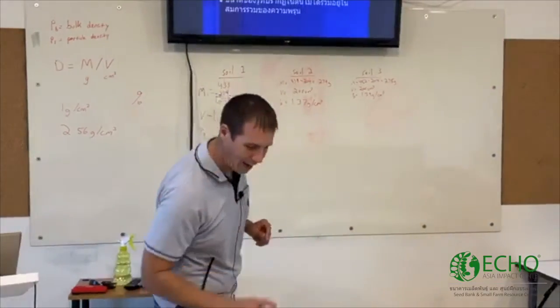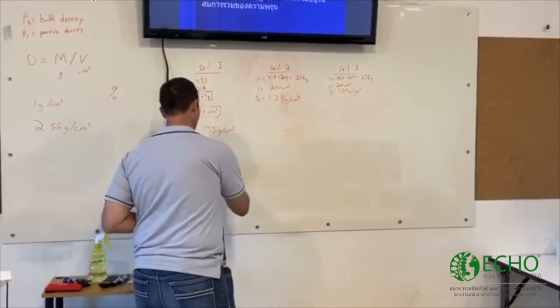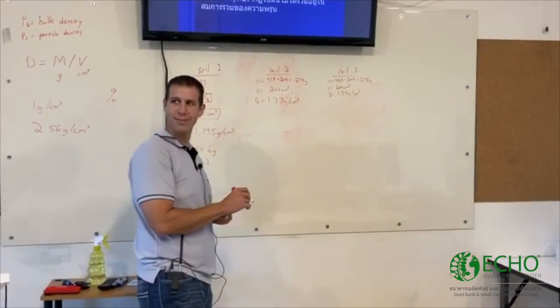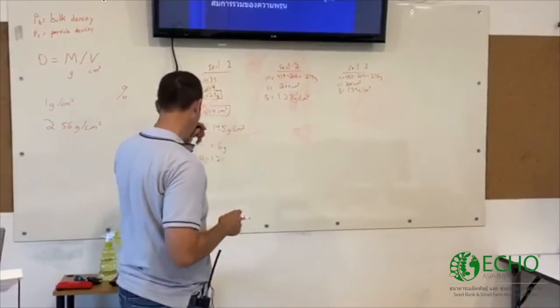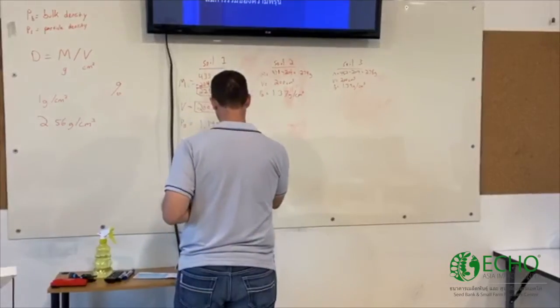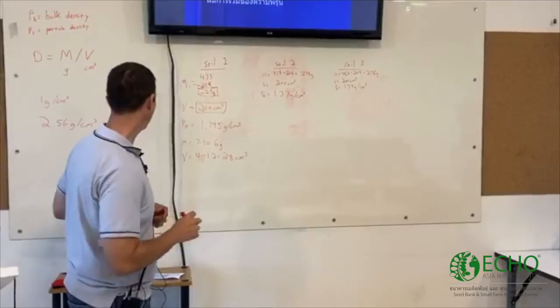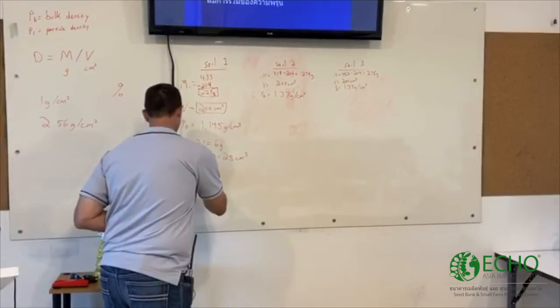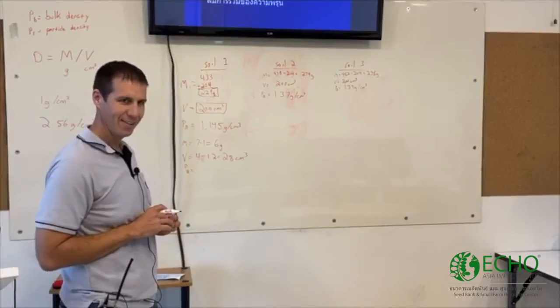Now, I happen to know that we have 1.2 cubic centimeters of wax on that. So that would be how much? What do we have? 2.8. Okay. So what's going to be our bulk density? 2.143.